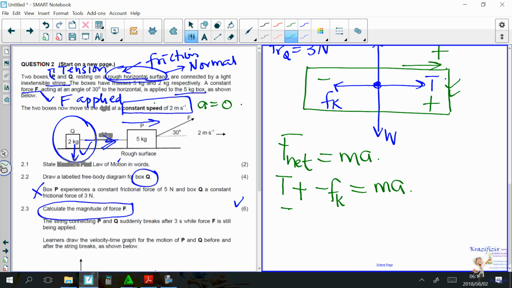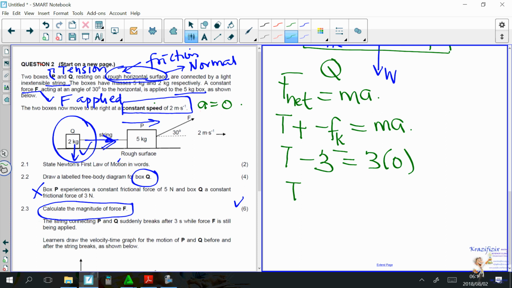Let's see, can we substitute tension minus, we do know, remember guys, this is Q. We know our friction here, which is 3, equals 3 multiplied by 0. T therefore equals, this is 0. Move this over, we have 3 newtons there, tension. But we're not really looking for tension. It will help us calculate the other one.